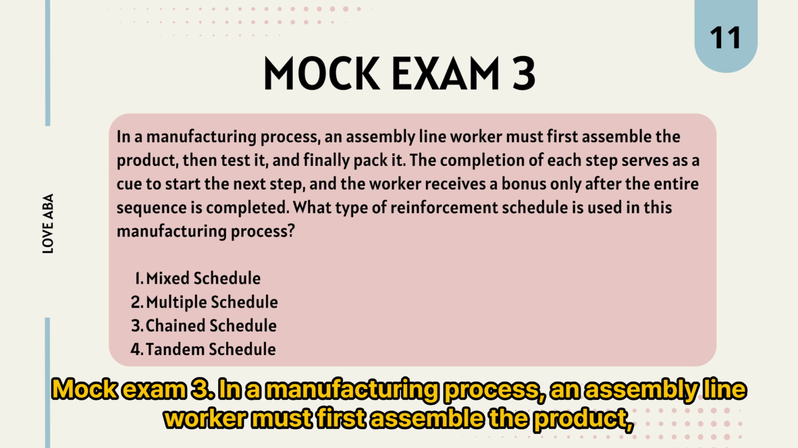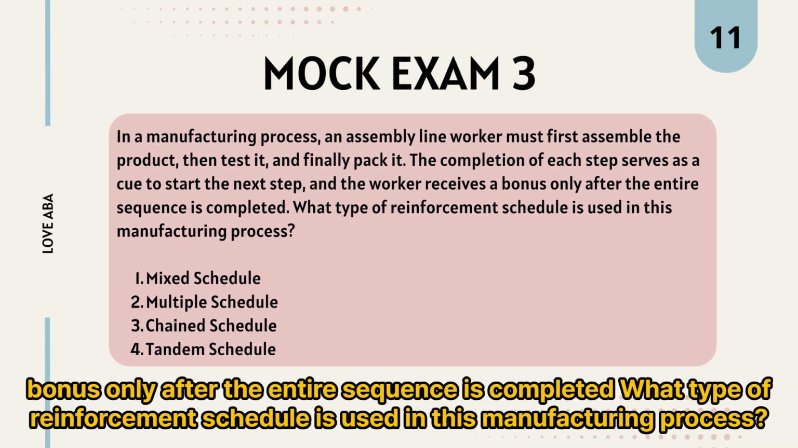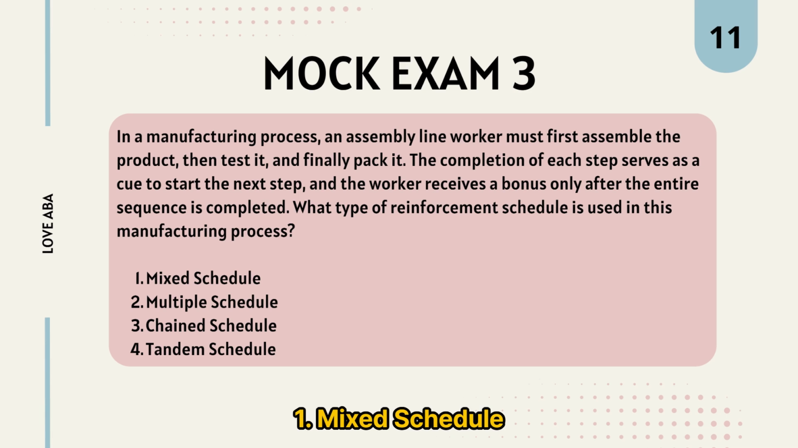Mock exam 3. In a manufacturing process, an assembly line worker must first assemble the product, then test it, and finally pack it. The completion of each step serves as a cue to start the next step, and the worker receives a bonus only after the entire sequence is completed. What type of reinforcement schedule is used in this manufacturing process? 1. Mixed schedule. 2. Multiple schedule. 3. Chained schedule. 4. Tandem schedule.